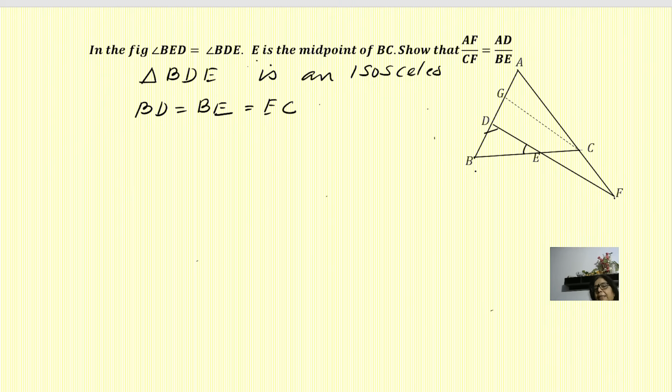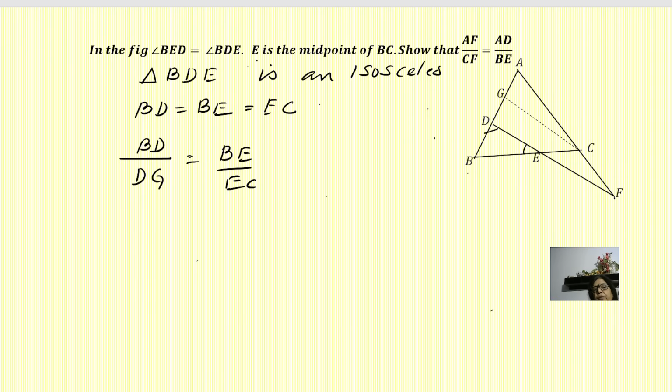Now let us take the triangle BCG. CG is drawn parallel to DE. So if we take the triangle BCG, by applying BPT, we can write down BD by DG is equal to BE by EC.